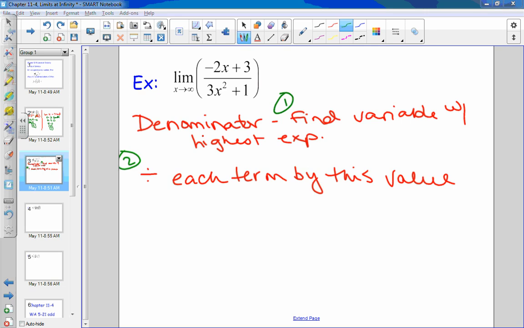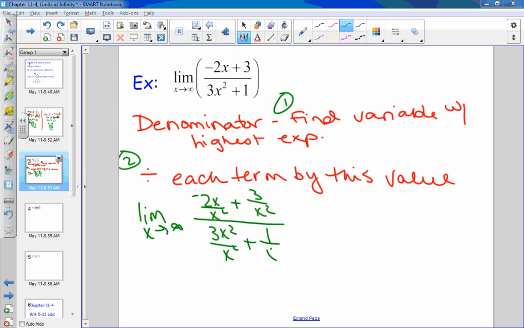So this is going to be the limit as x approaches infinity of negative 2x over x squared plus 3 over x squared, all over 3x squared over x squared plus 1 over x squared. And the reason why we're doing this is because we want to utilize that property that I just taught you at the very beginning, which is 1 over x approaches what value? 0 as x gets really big or as x gets really small. Does that make sense? Yes or no?